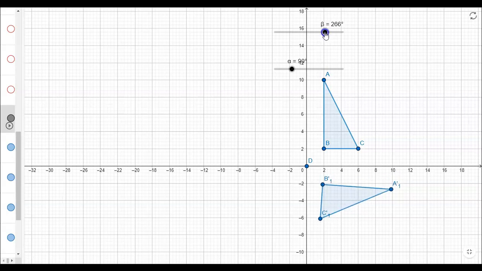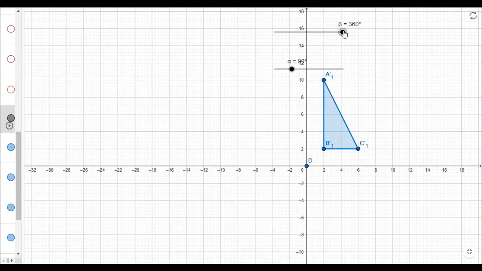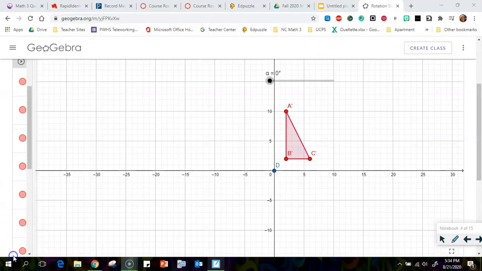This thing is way too sensitive, it's hard to get it exact. There we go, 270 degrees. So this indicates counterclockwise, positive 270 degrees. And then go all the way up to 360, and it's back where it started. So let's talk about what we notice with these rotations.